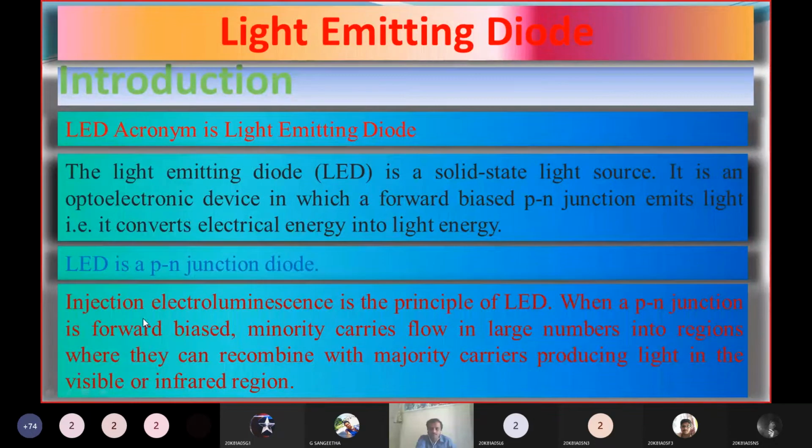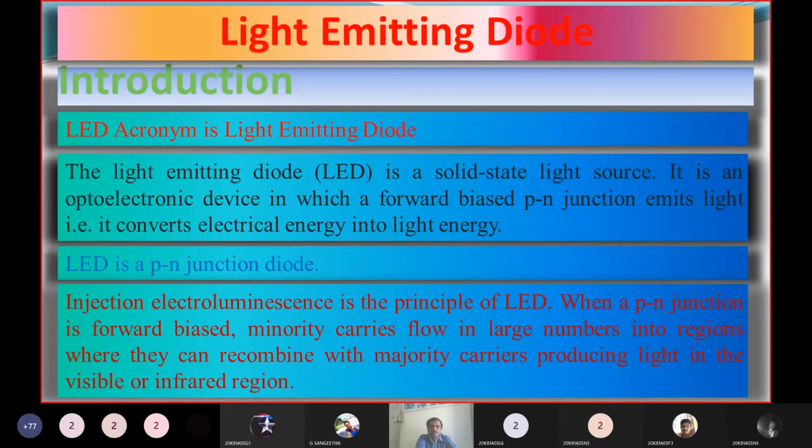So what is the definition of injection electroluminescence? When a PN junction is forward biased, minority carriers flow in large number into regions where they can recombine with the majority charge carriers, producing light in the visible or infrared region. That is the principle of LED, injection electroluminescence. Now we are going to the theory.